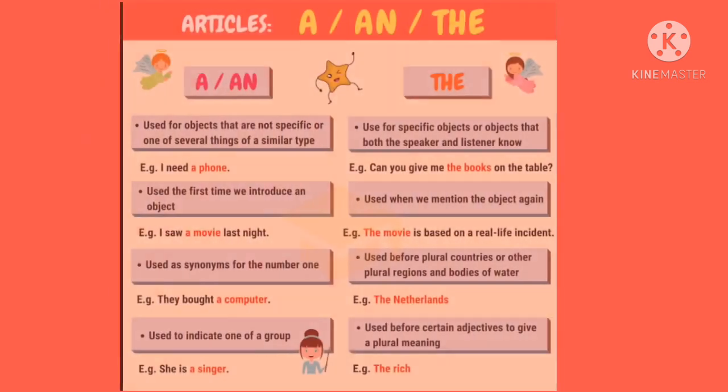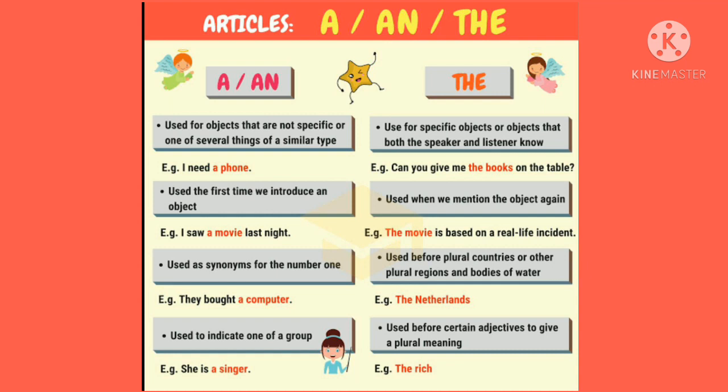We can see that a and an are given on one side and the is given separately. Why is that, children? Because a and an are called indefinite articles. What are they called, children? A and an are called indefinite articles, whereas the is called the definite article. The is the only definite article. So what do we have here? A and an are used for objects that are not specific or one of several things of a similar type. They do not talk about specific objects.